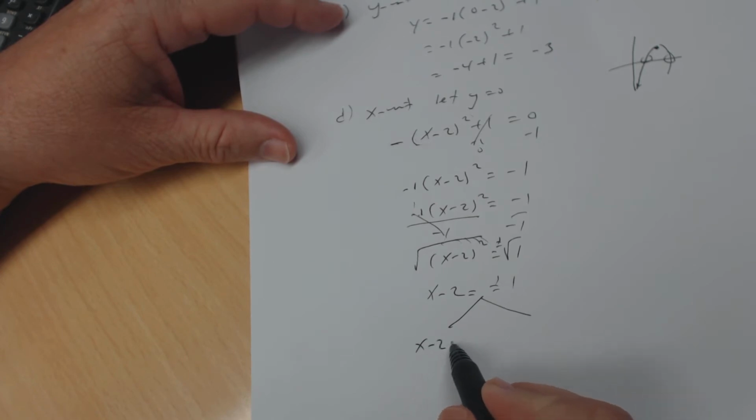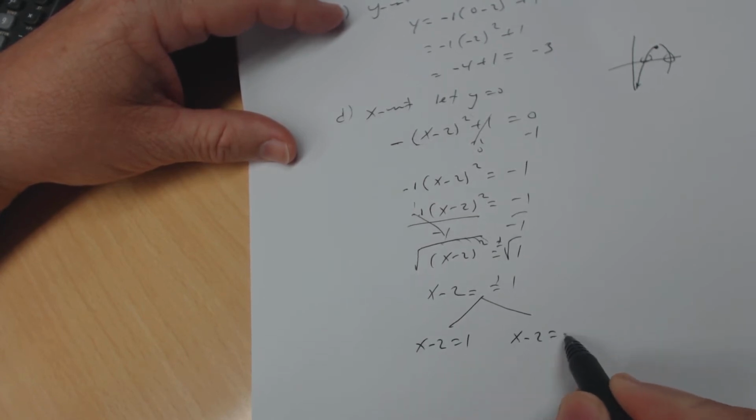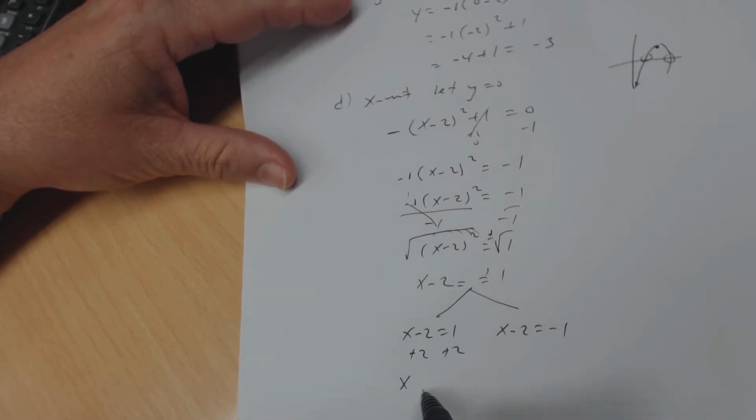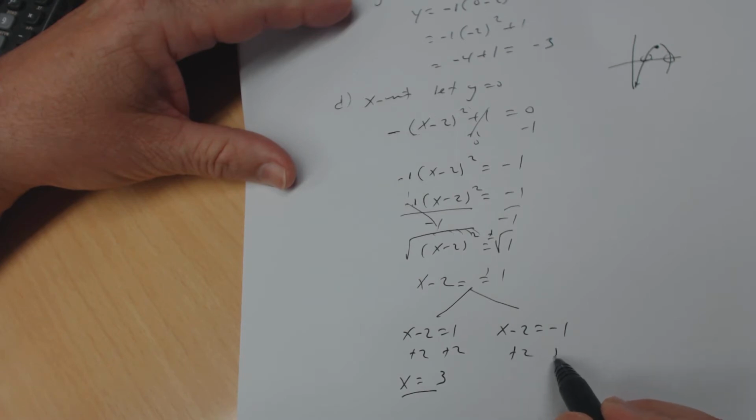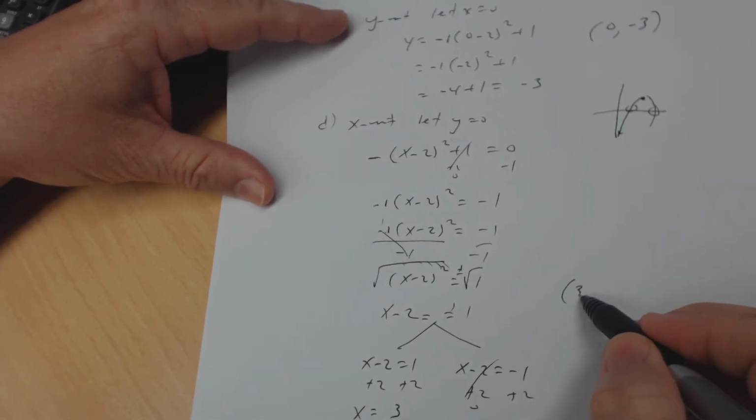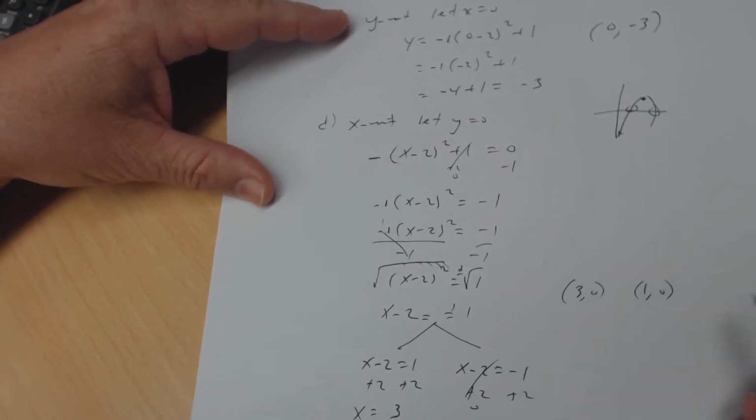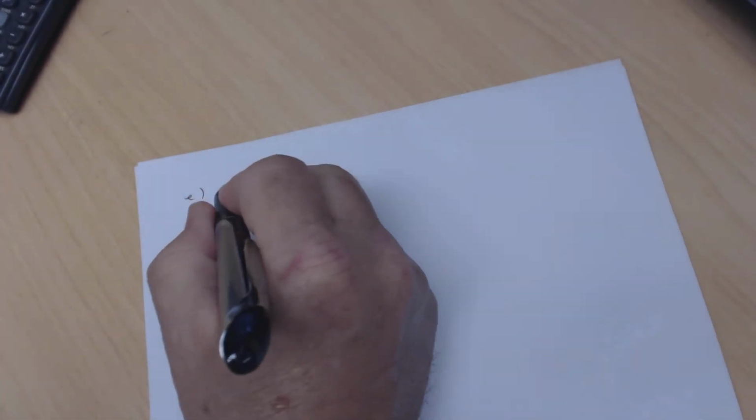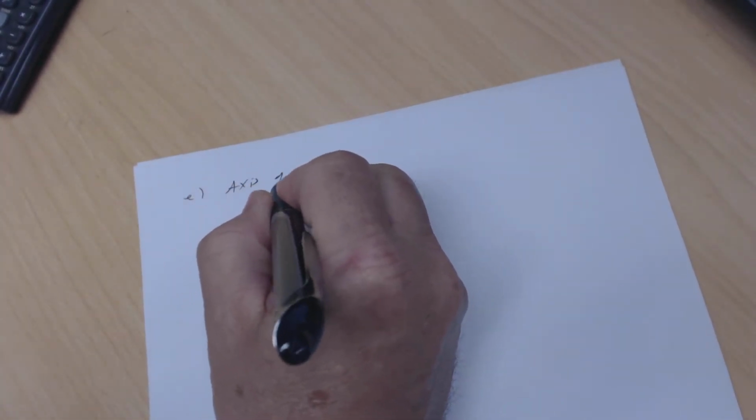So we get x minus 2 equals 1, and x minus 2 equals a negative 1. Add 2 to both sides. One of my x-intercepts is 3. Add 2 to both sides. The other x-intercept is a 1. Okay? So my x-intercepts are 3, 0 and 1, 0. All right, E is where you write your axis of symmetry.